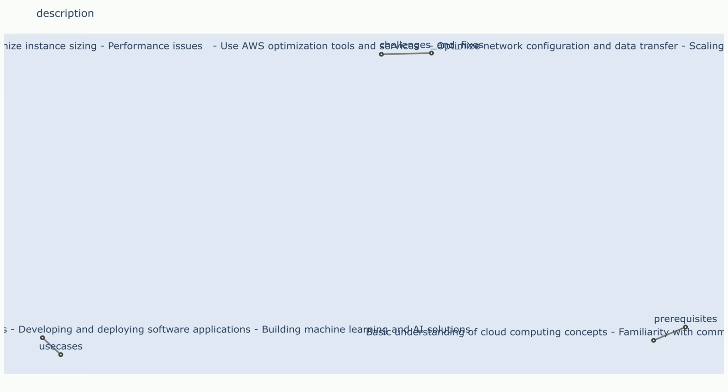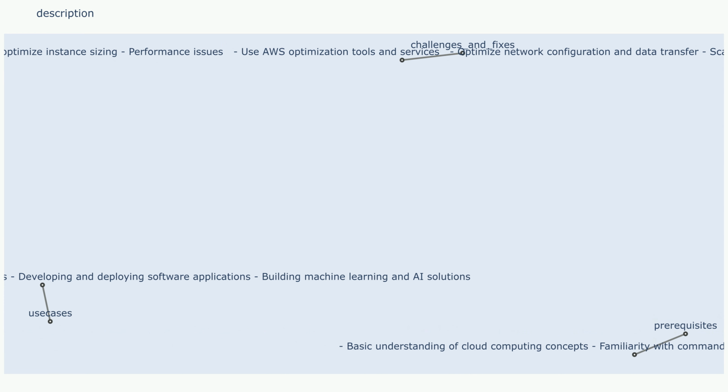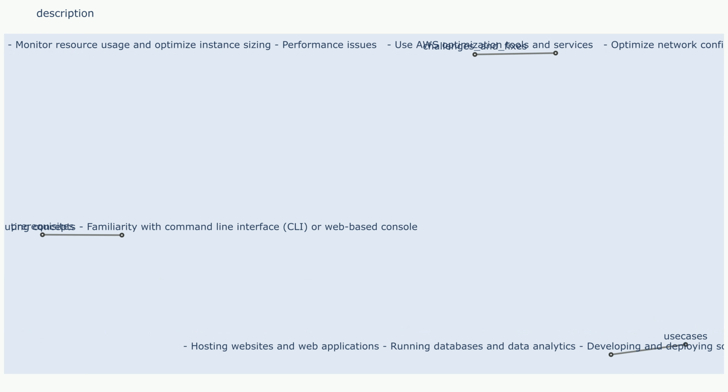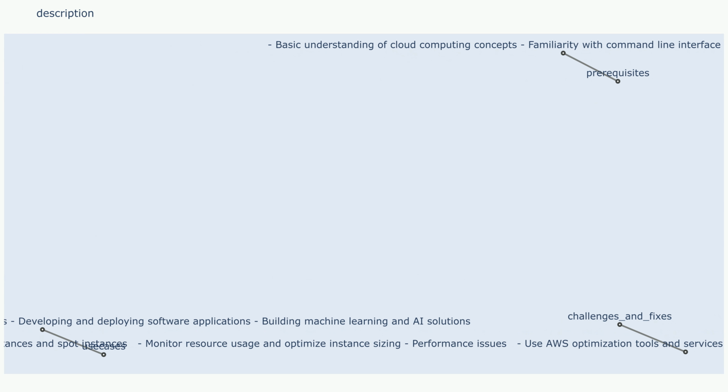YAML. Description. Amazon Web Services (AWS) is a suite of cloud computing services that offers a wide range of on-demand computing resources, storage, networking, database, analytics, and more. Prerequisites. Basic understanding of cloud computing concepts. Familiarity with command line interface (CLI) or web-based console.